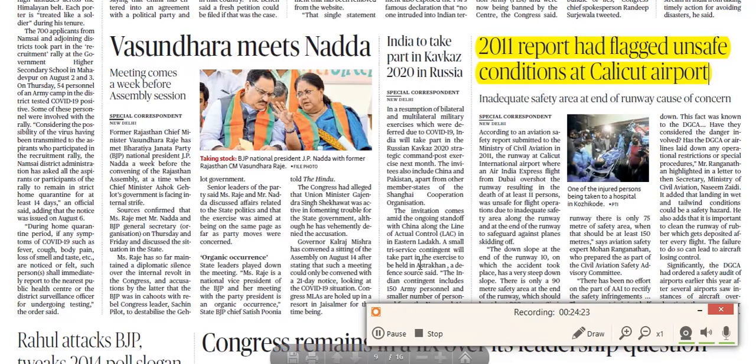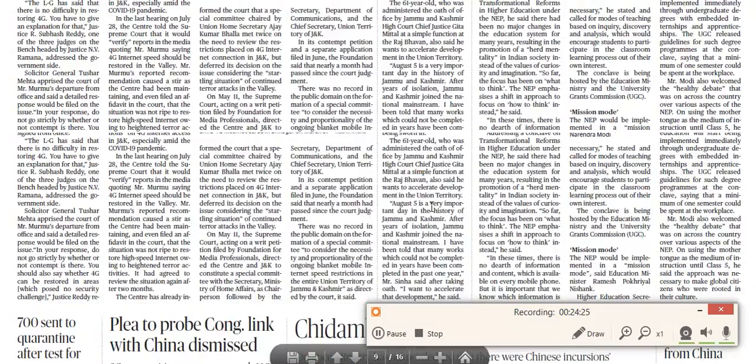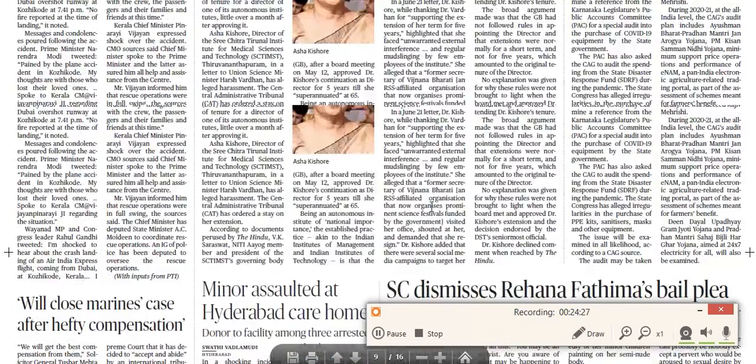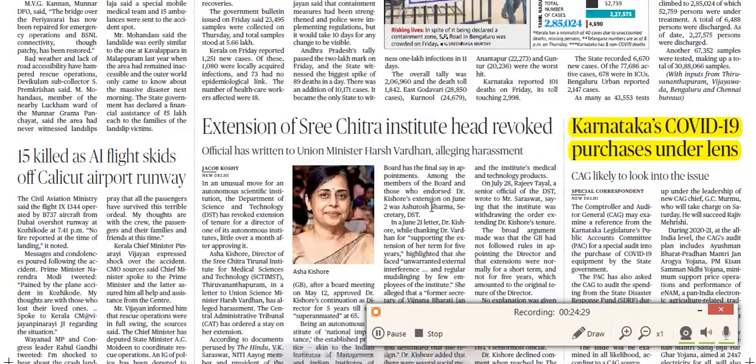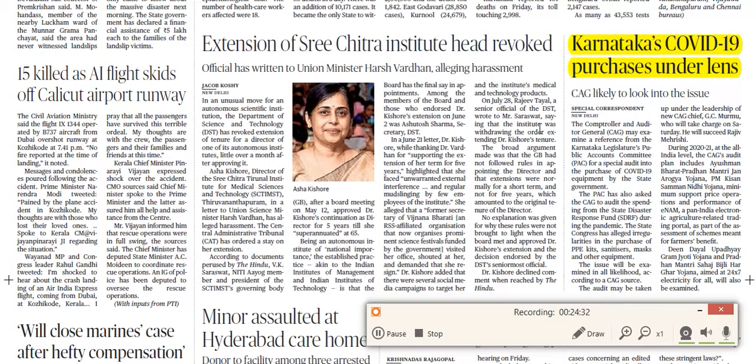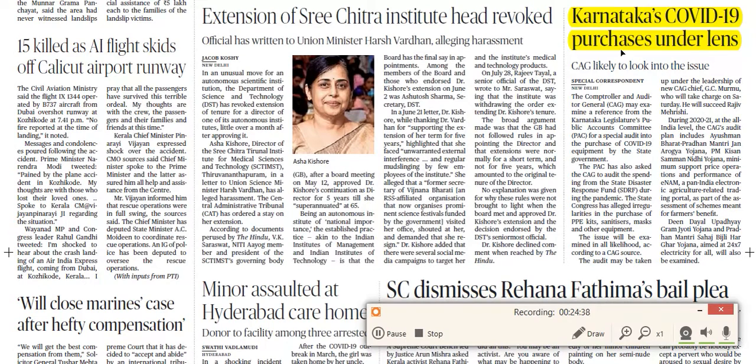Apart from that, what are the other news articles that you have to read with respect to The Hindu, dated 8th of July, so 8th of August, sorry. So here one more news article is Karnataka's COVID-19 purchases under lens. So you have to read this article as well.